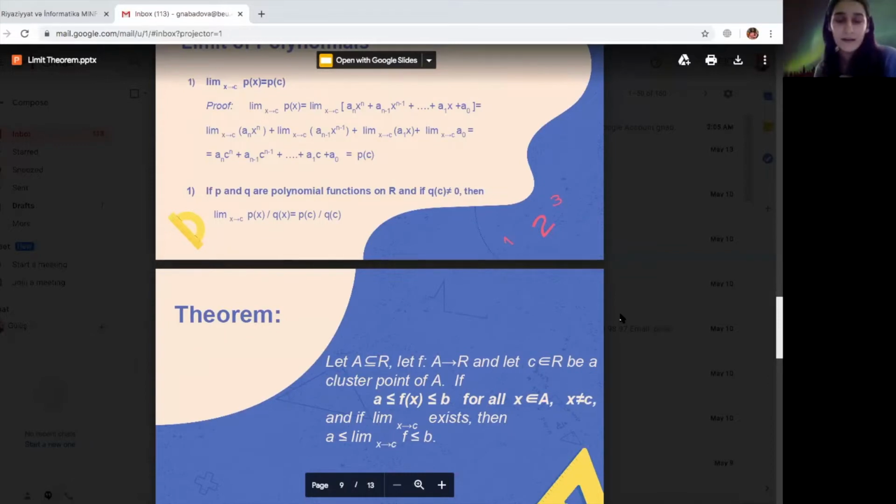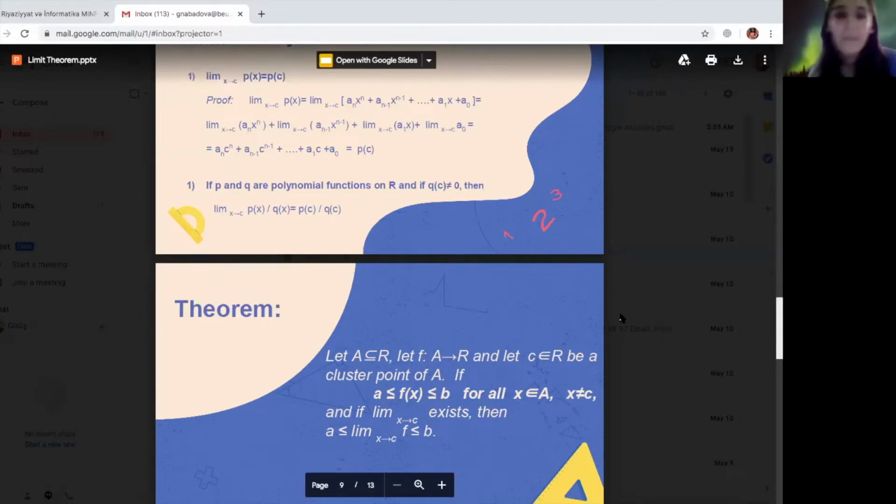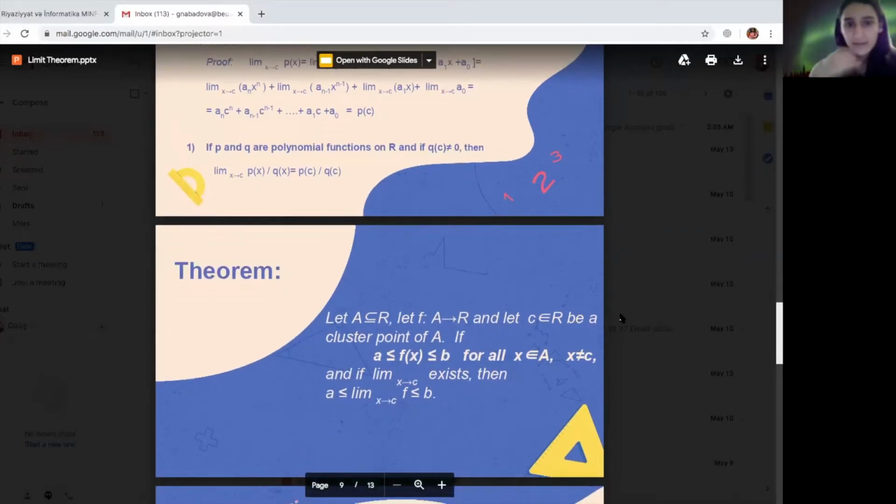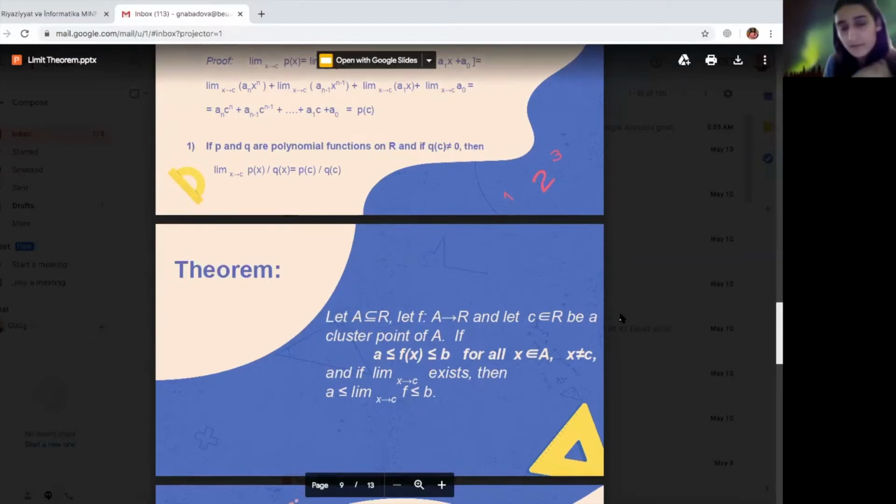if we separate each part of the limit, we get the third row, as you can see. Then if you put c in for x, we get a_n c^n plus a_(n-1) c^(n-1) and so on, and then it will give us p(c). And we have proved it for polynomials. Like that, in the second statement, you can also see the division of polynomials.